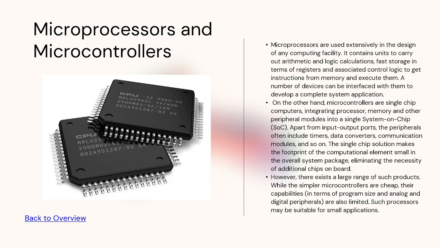A number of devices can be interfaced with them to develop a complete system for an application. Here there are two types, that is microprocessor and microcontroller. A processor only consists of an internal central processing unit. Within that it contains a memory, but in a controller there will be external memory present.